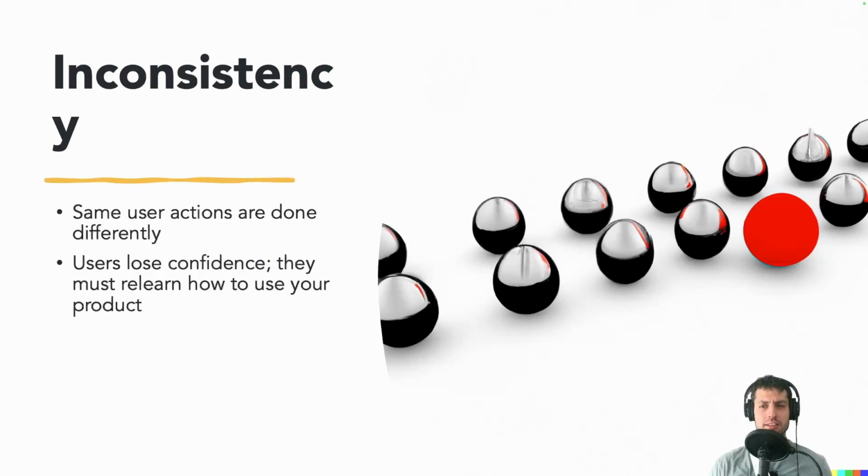The last villain is inconsistency. Some user actions are done differently. Yet again, users lose confidence and they must learn again how to use your product. An example here is a modal dialog, which in one place is closed using an escape button, in another is closed using a close button at the top right corner, in another with the OK button at the bottom right corner, and in another you just click outside. So the user has to learn how to use your system again and again, and is not confident in their actions.